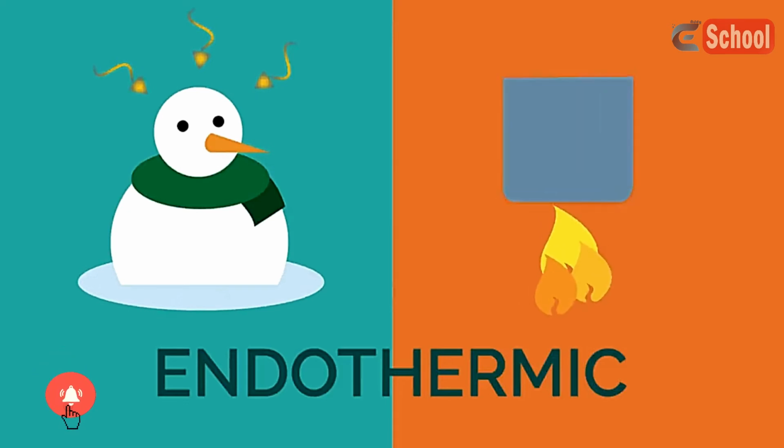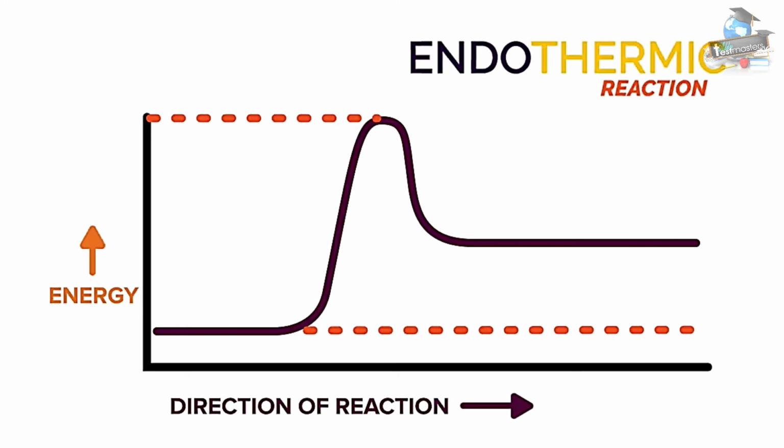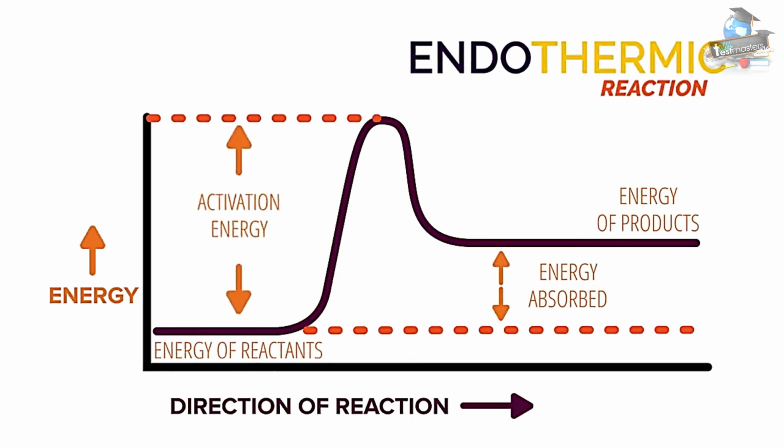Boiling is also endothermic because energy needs to be put in to break the bonds for the liquid to turn to gas. Because in endothermic reactions energy is added to the reaction, the energy of the products is higher than the energy of the reactants. And so the energy curve looks like this.